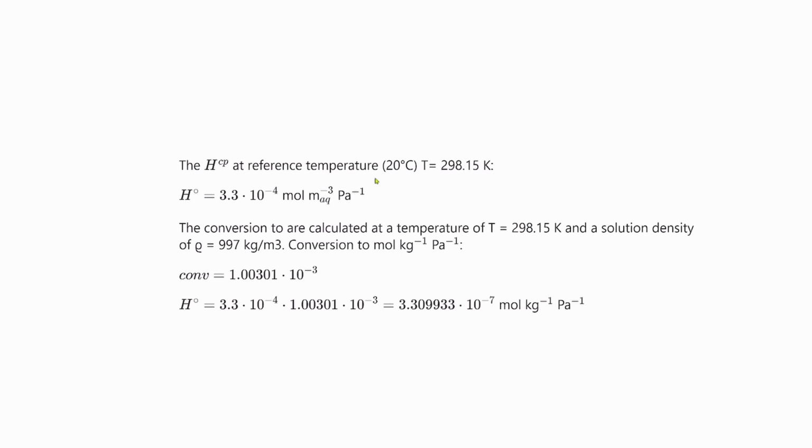And you can look up these numbers. This is an ugly unit, it's cubic meters water, so there's some conversion. So in the end it's like 3.3 times 10 to the power of minus 7 moles per kilogram per Pascal. So that's the unit we want to have, mole per kilogram per Pascal, so that we can just multiply it with the partial pressure of CO2 and get a concentration, mole per kilogram.